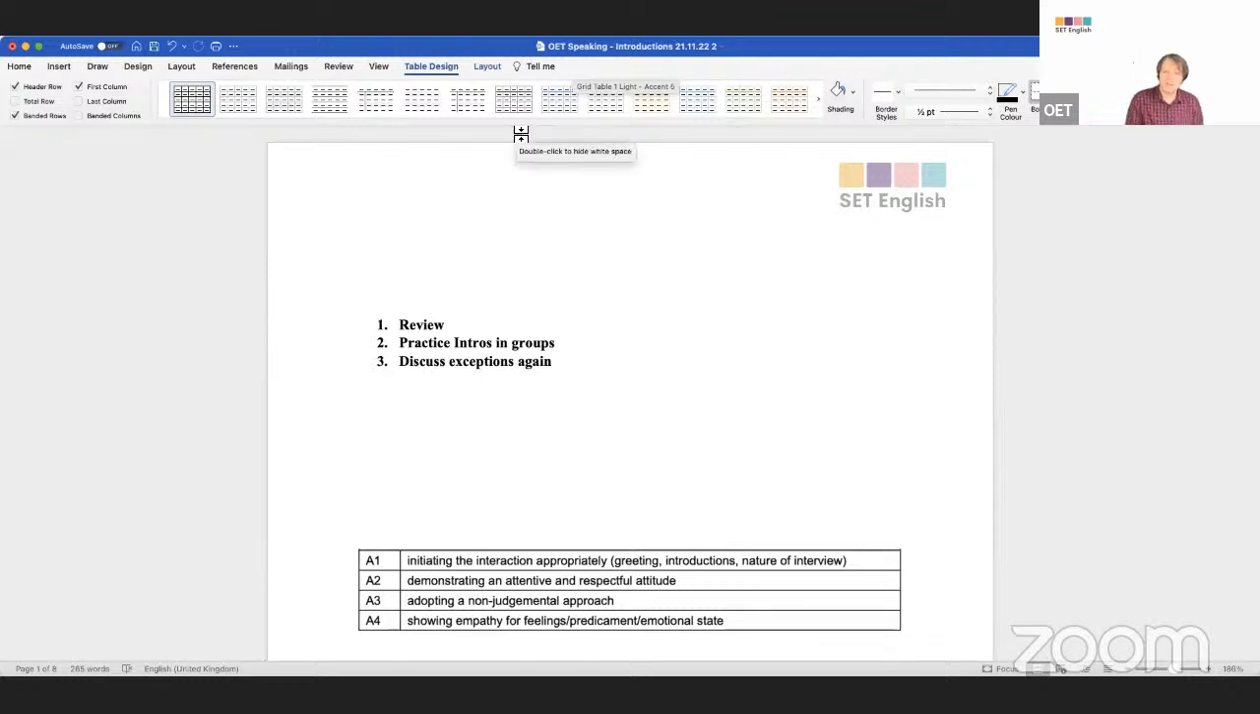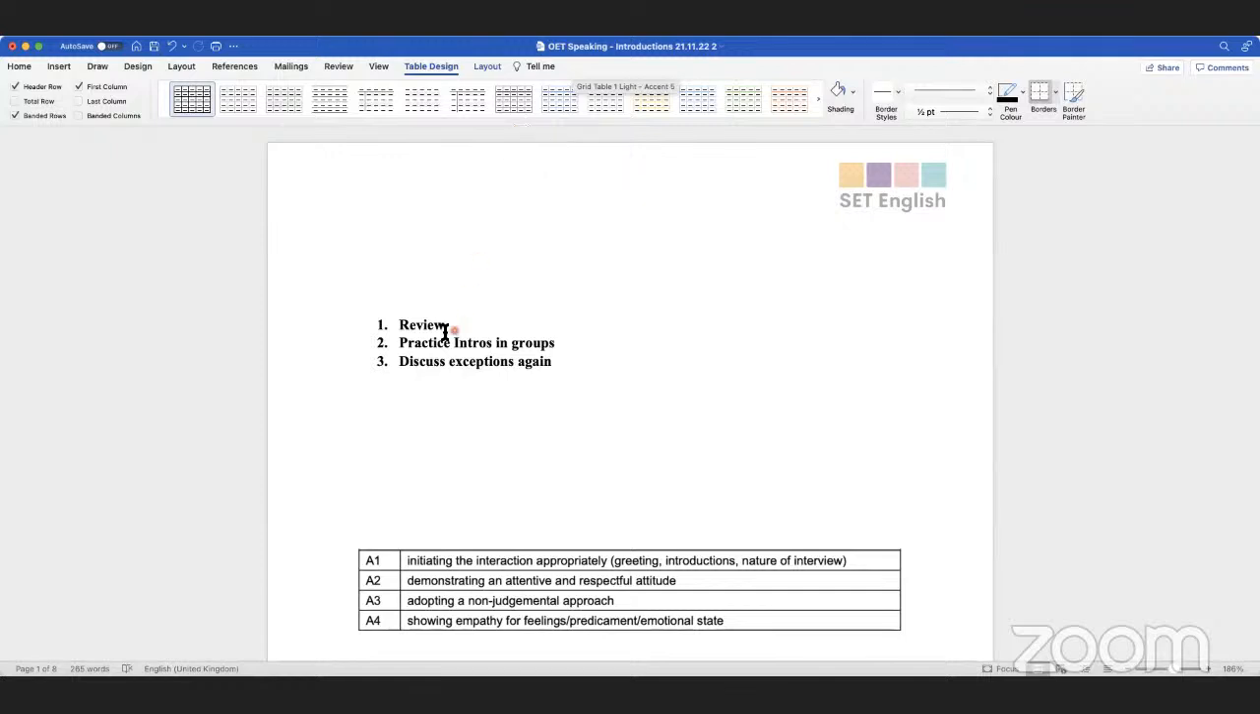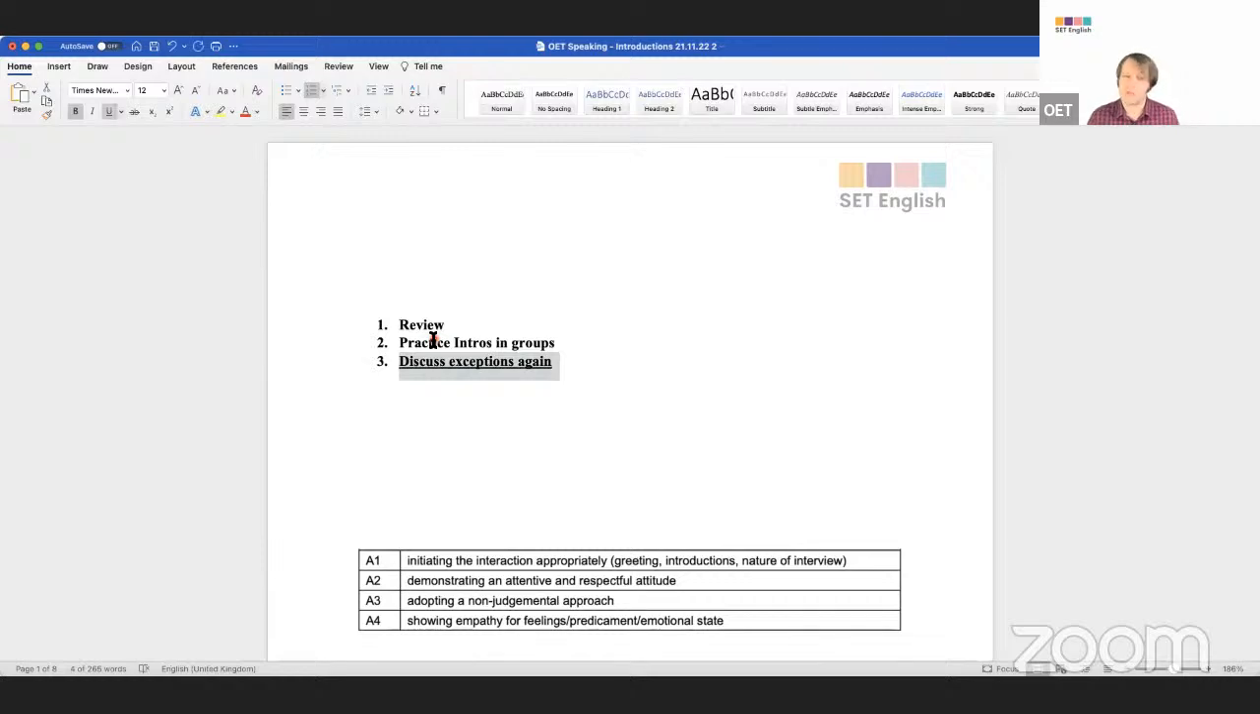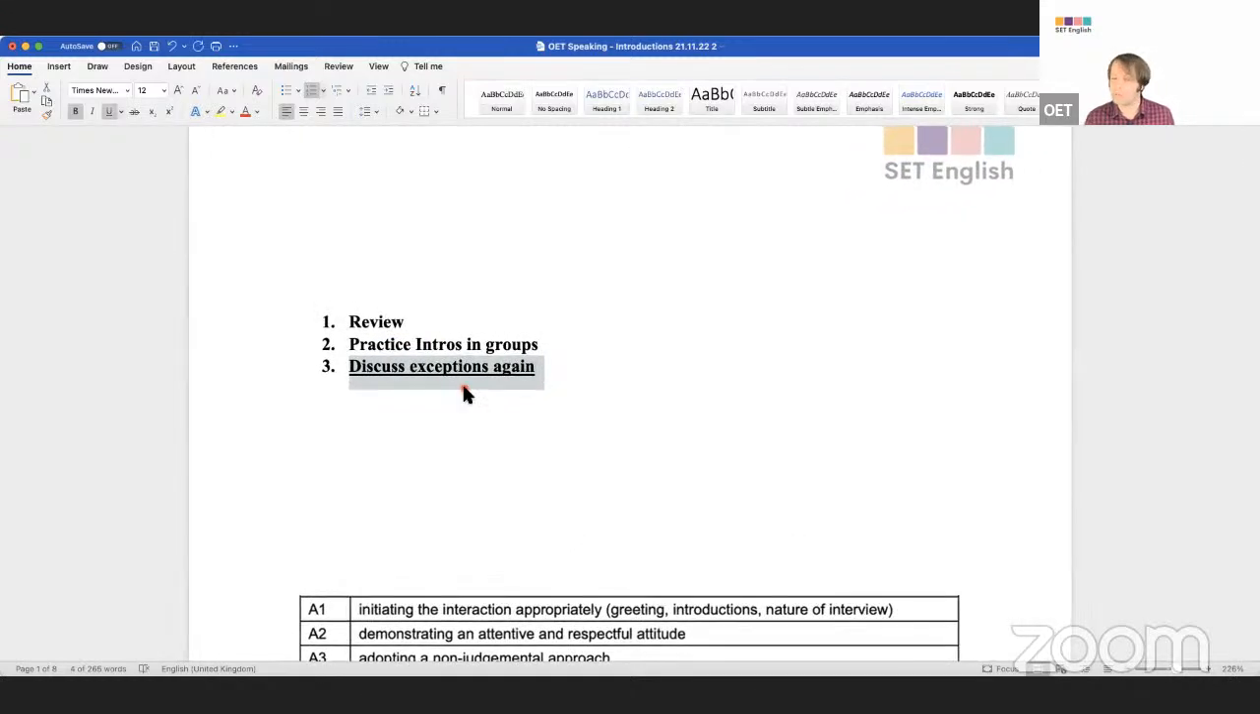Can everyone see my screen here? Three things. Yes, we can. What's the first thing we're doing? Review. Okay. Then you're going to practice your introductions in groups. You can do that for 10 minutes, 15 minutes. And then we had to rush this, so we'll talk about exceptions and problems at the end of the class, and I'll try to be a bit more systematic with how we discuss that. Okay, so let's get started.